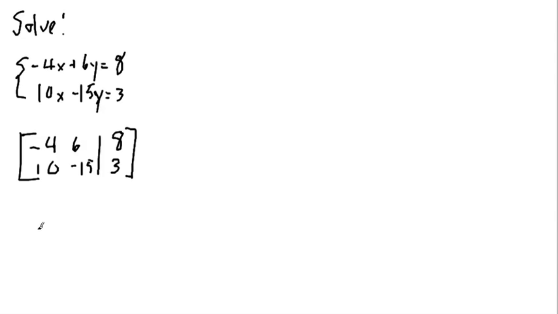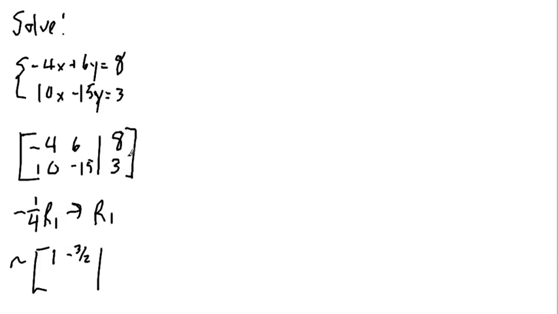Good job, buddy. Okay, so again, the first thing we want to do is to get a 1 in the upper left-hand corner. So what we're going to do is divide by negative 1/4. And so we're replacing the first row by negative 1/4 the first row. Negative 4 divided by negative 4 is 1. 6 divided by negative 4, well, I'll let you do the arithmetic, but that's going to be negative 3 halves. And 8 divided by negative 4 leaves us with negative 2. And down here I've got 10, negative 15, and 3.